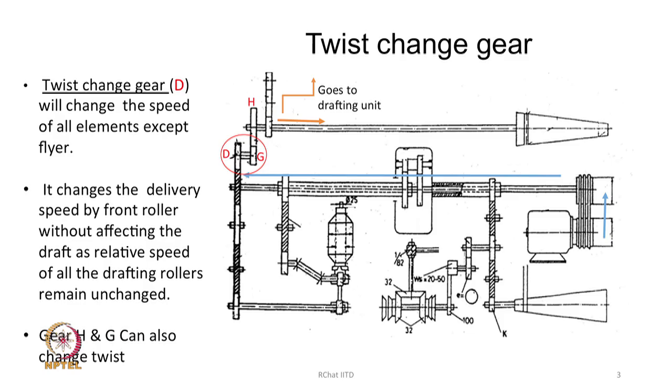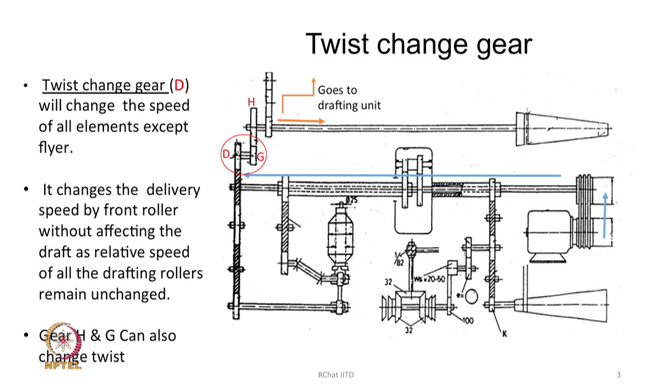But as I have said, in case it is necessary, gear H also can be changed, but generally the way the manufacturer has designed the machine, the gear D is easily accessible from outside, and therefore this gear can be easily changed to change the twist.